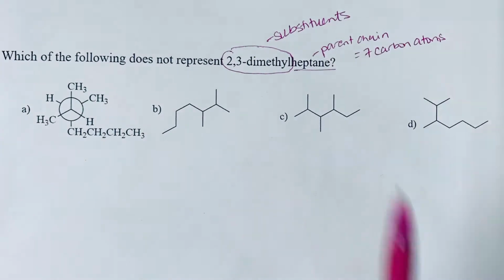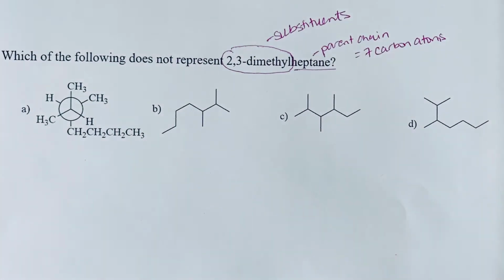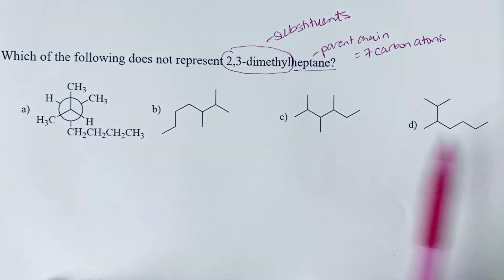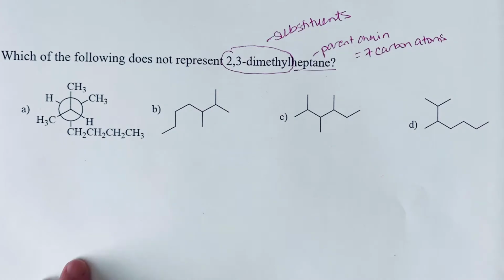So this systematic way of naming a compound allows us to identify a molecule even as being the same as another molecule, even if it doesn't quite look the same from the drawing. So I think the first thing that we should do with all of these options is to find the longest carbon chain and to number it.